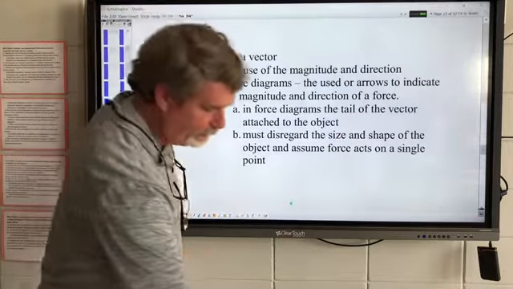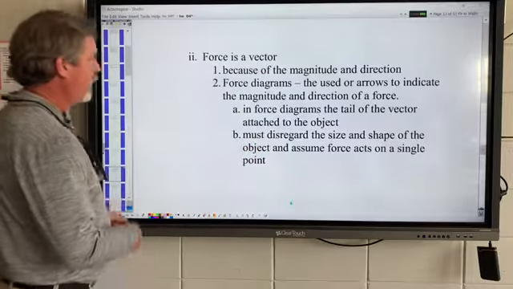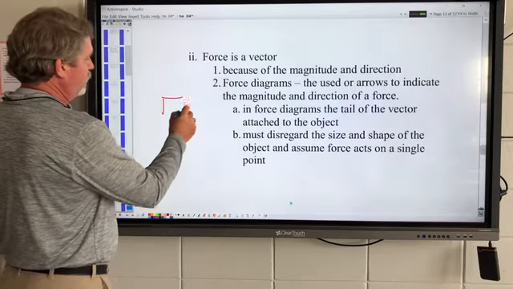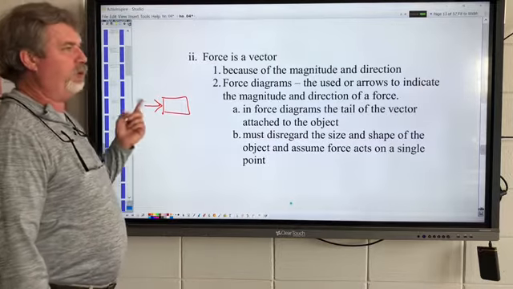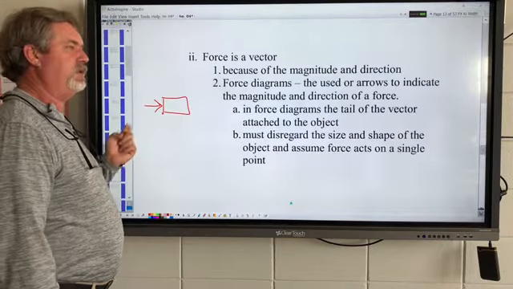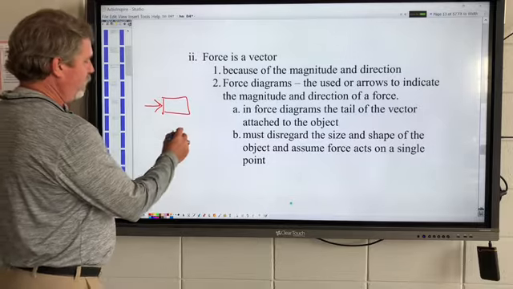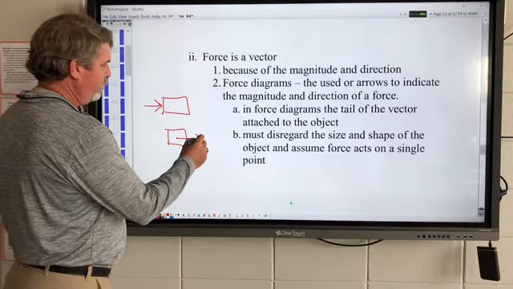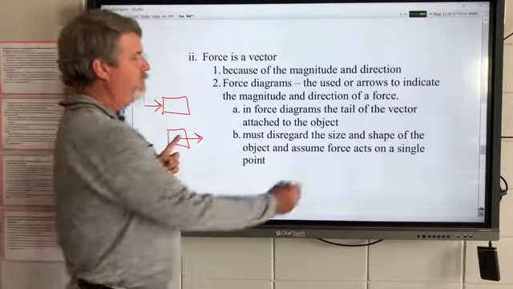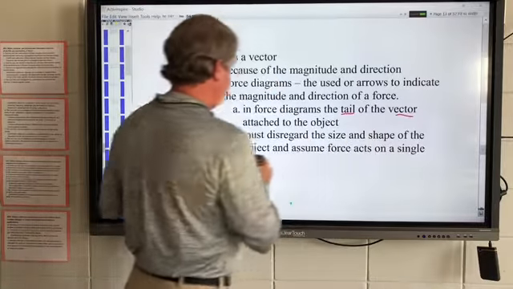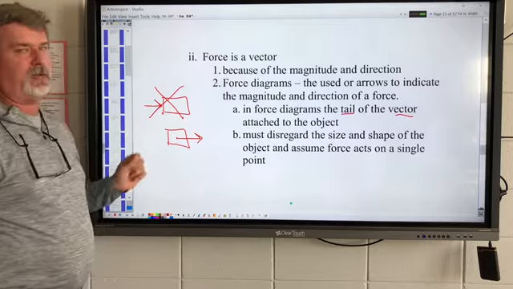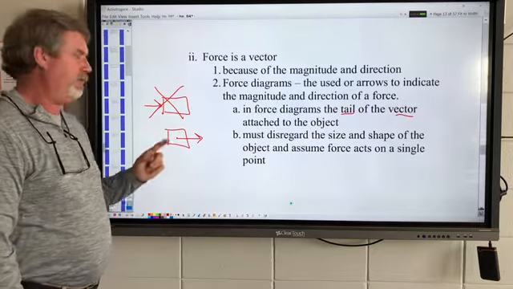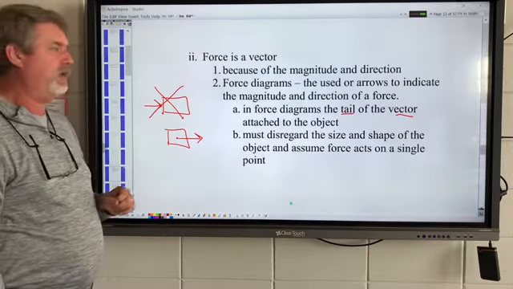So for example, if we draw this, it would be an incorrect diagram. We would say a force pushes the box. We might draw this. This is incorrect. The correct drawing would be a force pushes the box, because the tail of the vector is attached to the object. So we do see this diagram sometimes, but it's an incorrect vector diagram. This is the more correct free body diagram.